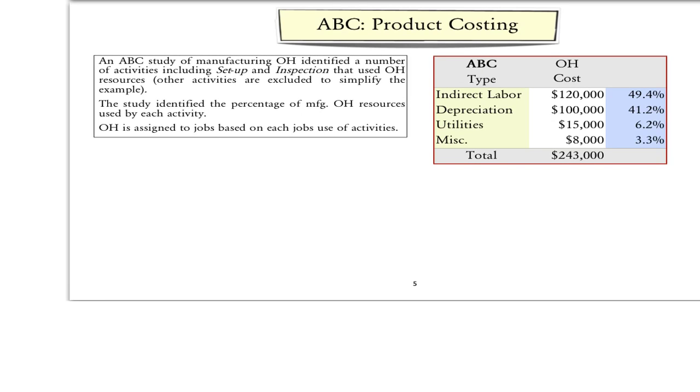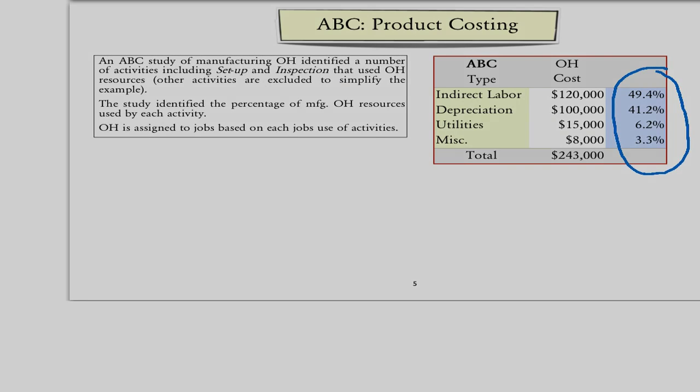Now we're going to turn to an example where we're going to use activity-based costing. Once again, we'll start off with an overhead control account in which we have indirect labor, depreciation, utilities, and miscellaneous charges, but this time you can see the mix will be slightly different. What we're going to do is apply activity-based costing to see how we could vary the mix assigned to a given job from the mix that is inherent in the overhead control account.